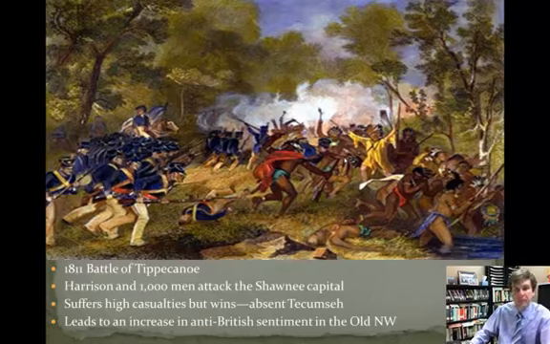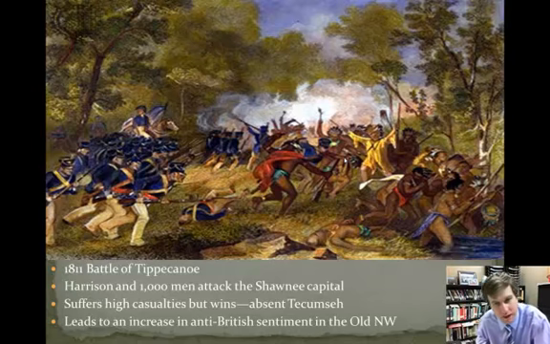And so Harrison decides in 1811 that he has to go out and take military action against this opposition force at Tippecanoe Creek. So this leads to what's called the Battle of Tippecanoe. Harrison and 1,000 men would attack the Shawnee capital. They would suffer very high casualties, but they would win. Now, Tecumseh was not there. He was actually in Alabama at that time, rallying the Creek Indians against the United States.